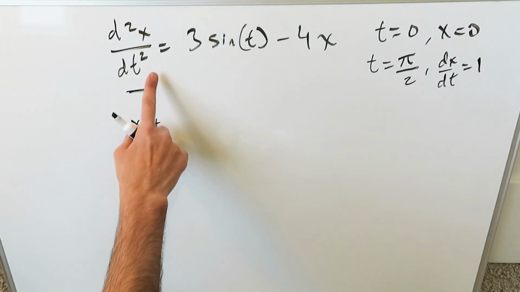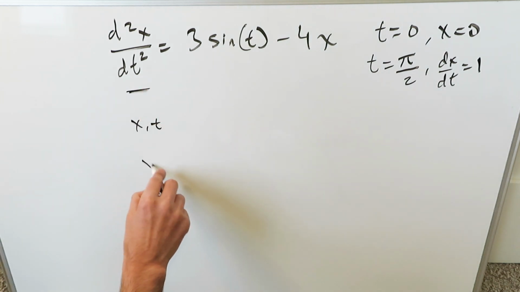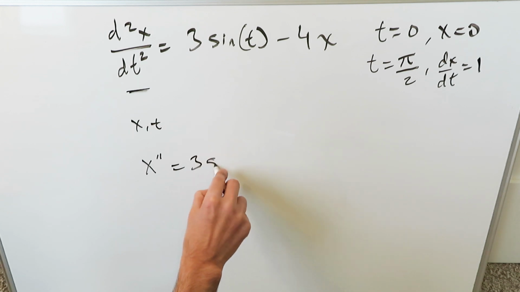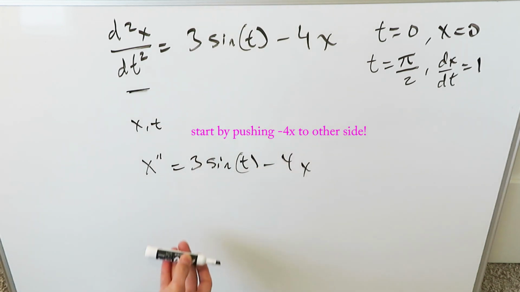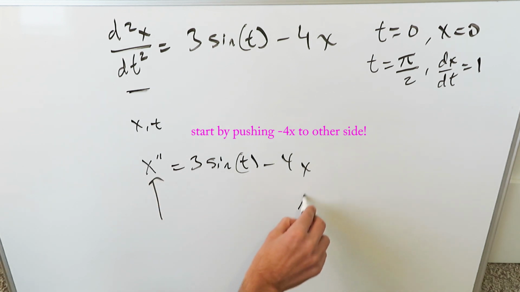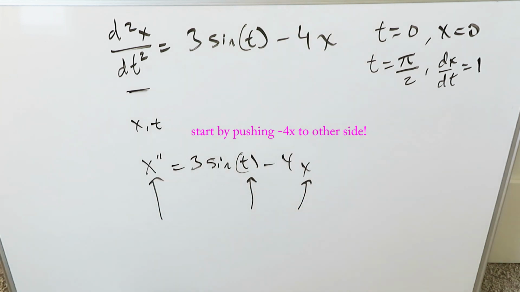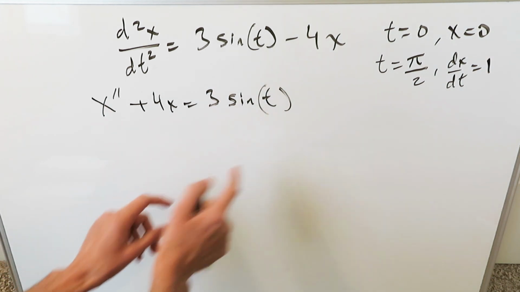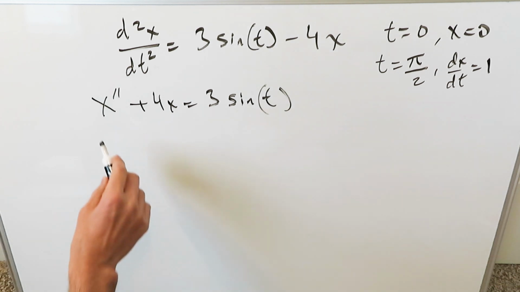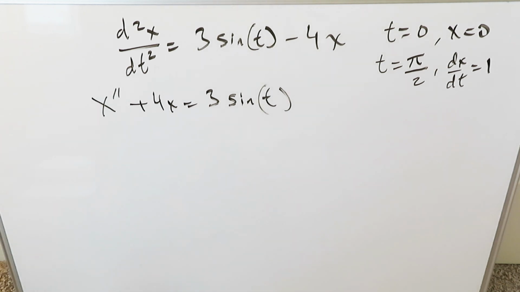When you're looking at this, you can rewrite everything as this: x double prime is equal to 3 sine t minus 4x. Now you see it, x's and t's are your variables, and let's start solving it out. That right here is my second order non-homogeneous differential equation with the variables x's and t's. You'll come out here with a general solution. We'll convert the general solution to a specific solution using those boundary items.